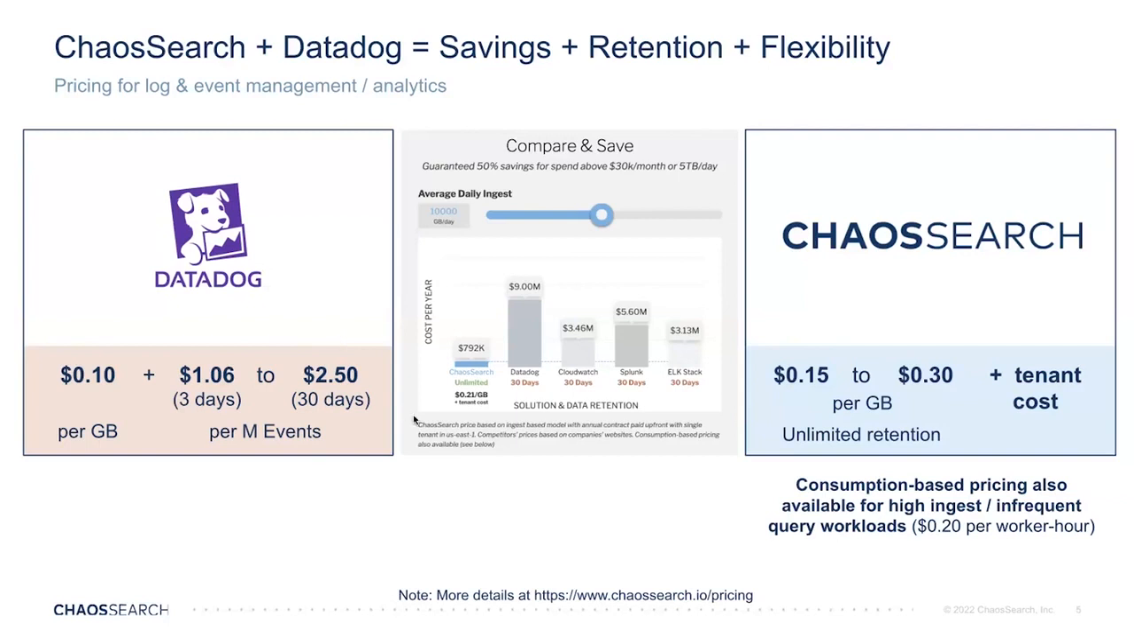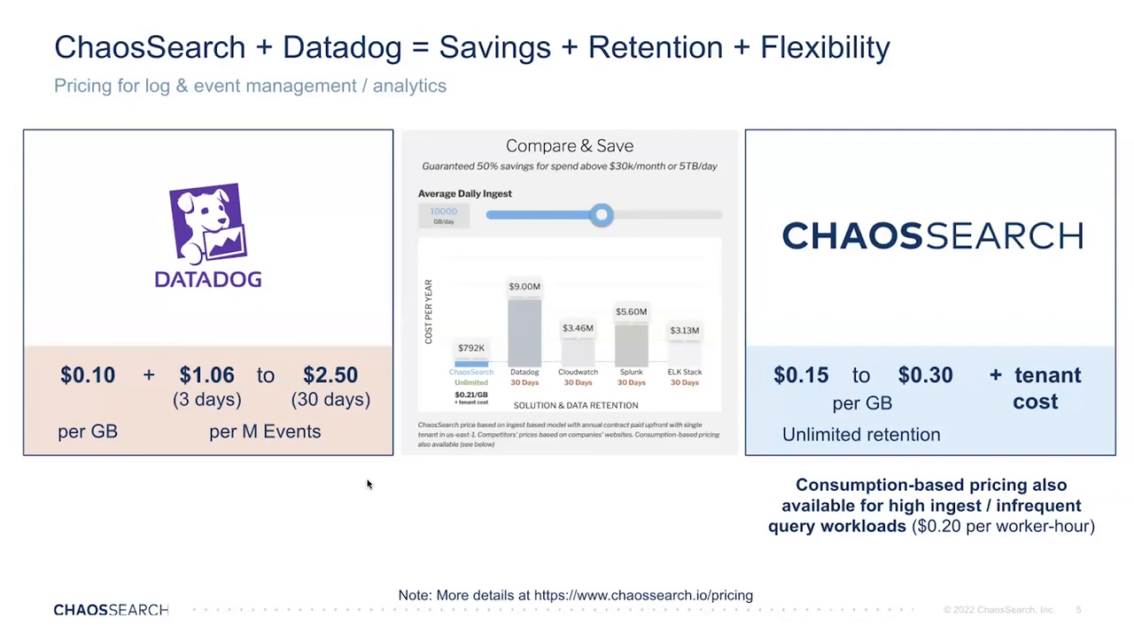Whilst on the other hand, with ChaosSearch, we charge anywhere from 15 cents to 30 cents per gigabyte, but with no relation to retention. You always get unlimited retention. You just get a lower unit price as your volume grows. And you can use the slider to see what it would be for your specific situation. And then on top of that, we just charge a tenant cost to cover our base costs. With that, you have about a tenth of the price of Datadog, which can show you the level of savings that you can have with ChaosSearch.